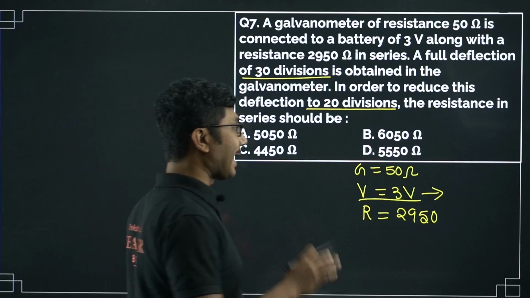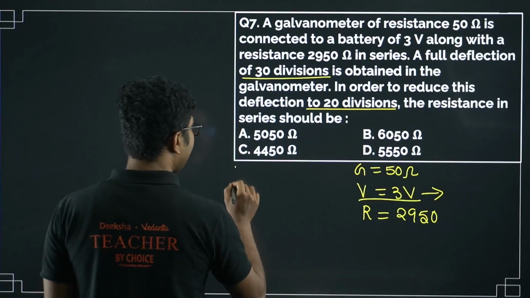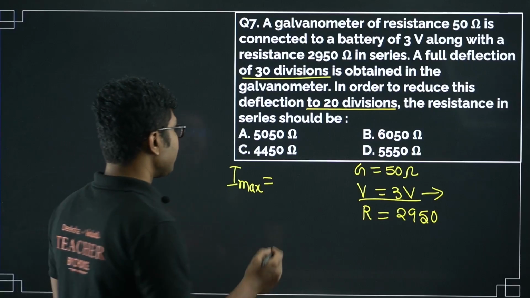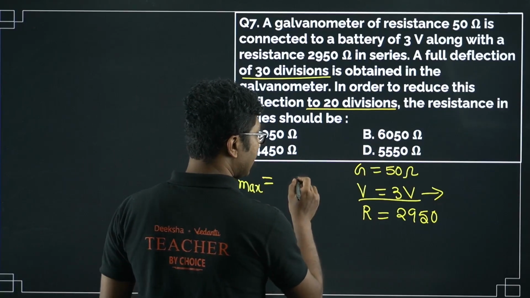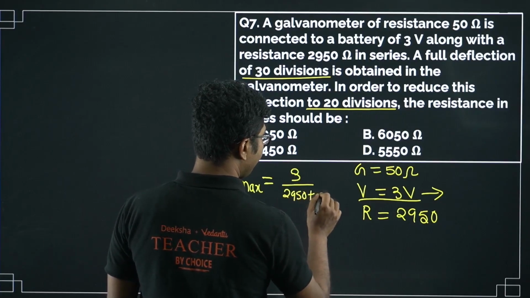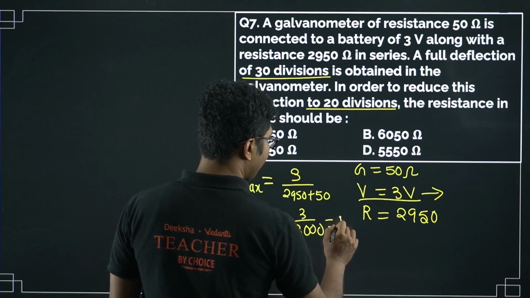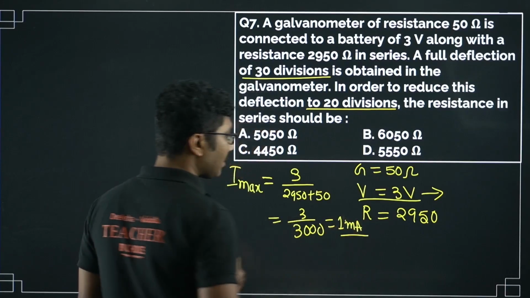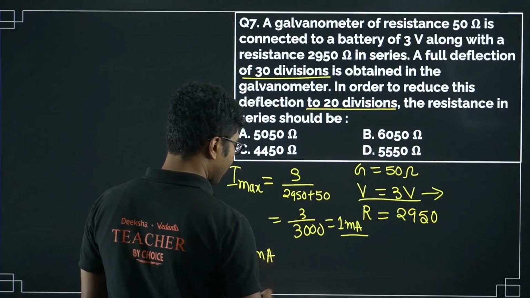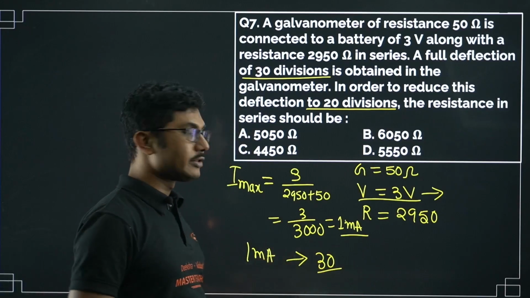First, we have to find the maximum current that the galvanometer can withstand. What is the maximum current? Current maximum is the limit, and you cannot ignore it. So the maximum current the galvanometer can withstand is 3 divided by 2950 plus 50, right? So it will be 3 by 3000, that is 1 milliampere. This is the maximum current the galvanometer can withstand, and if 1 milliampere current is flowing in the galvanometer, it will show 30 deflections.